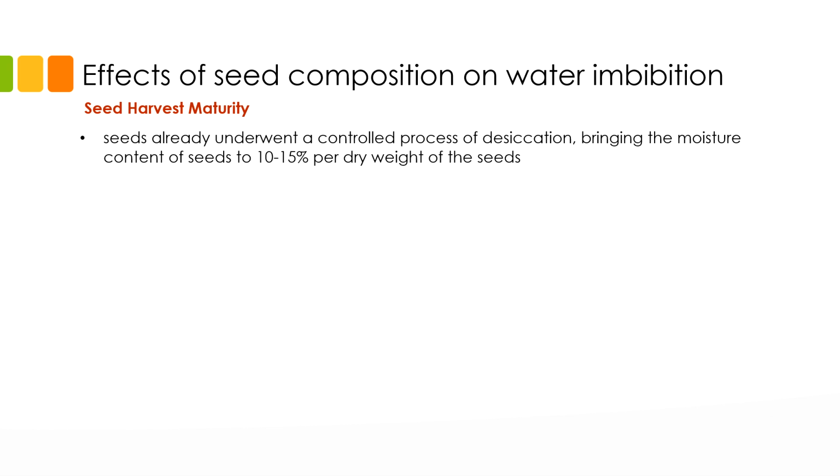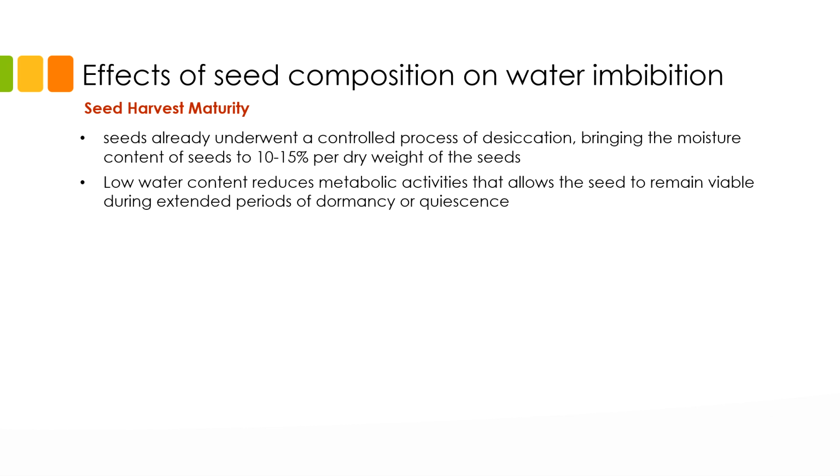Harvest maturity, on the other hand, is when seeds already underwent a controlled process of desiccation, bringing the moisture content down to 10 to 15% of dry weight of the seeds. The low water content reduces the metabolic activities and allows the seed to remain viable during extended periods of dormancy.